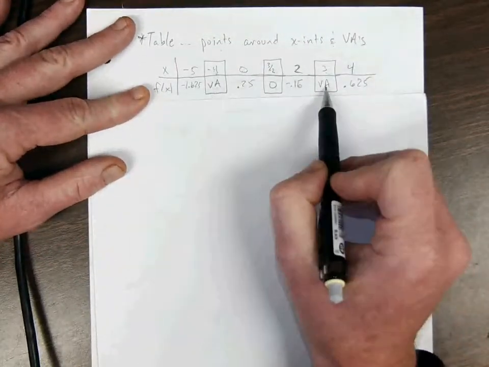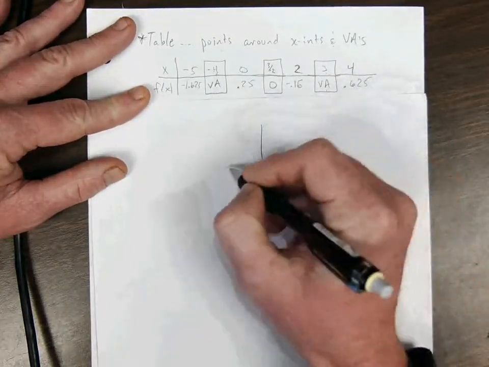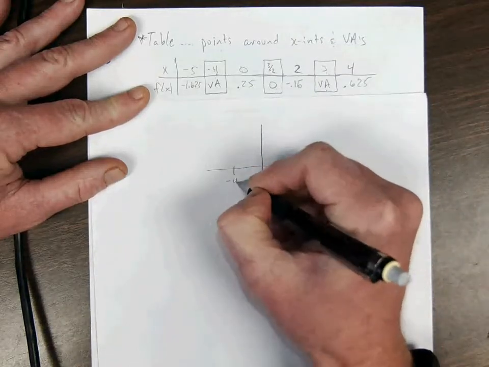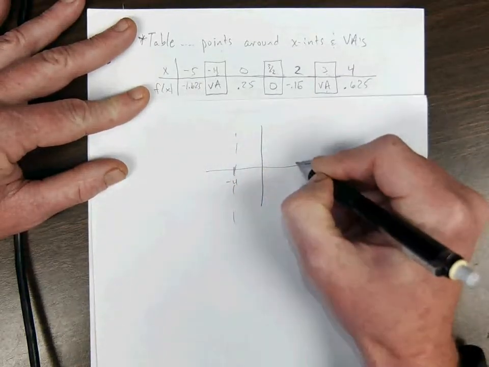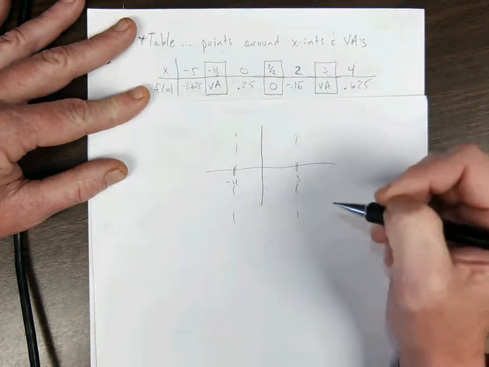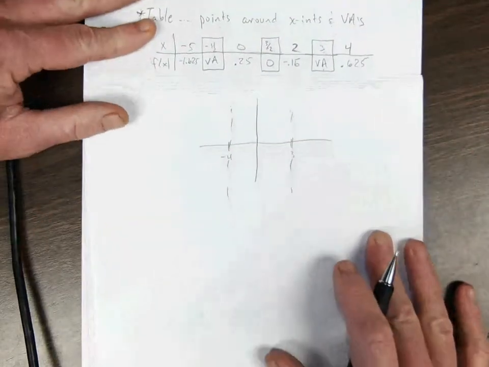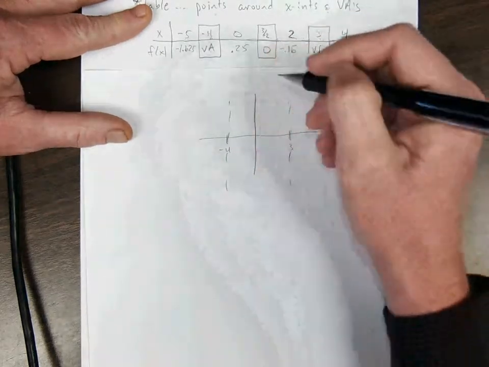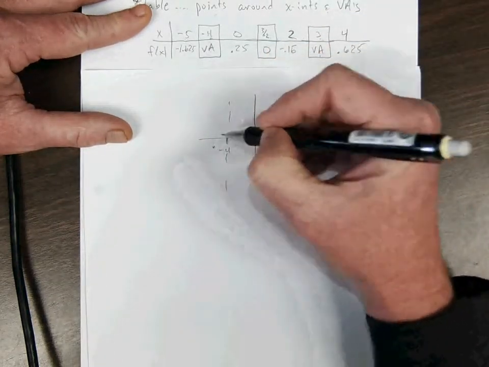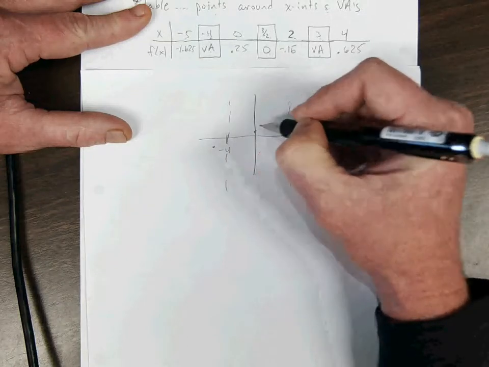Remember, these are my vertical asymptotes, so I want to graph those as dotted lines, like that, and then I can go and plot my points. And I just realized my sheet already has the graph made. So, you would just go and plot your points down here like that.